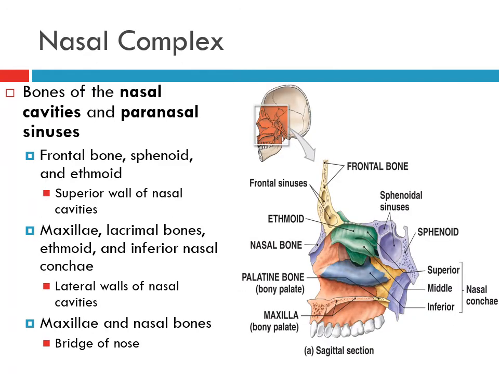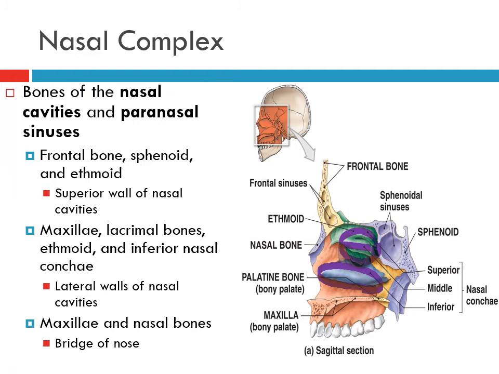The nasal complex is similar. This is showing you a cutaway where the skull has been cut down the midline. You're looking at the inside of the mouth here, and this is the inside of the nose up here. This is the inferior nasal conch here. Oh, I was right. See, ethmoid bone. The superior and middle nasal conch are both in the ethmoid bone there.